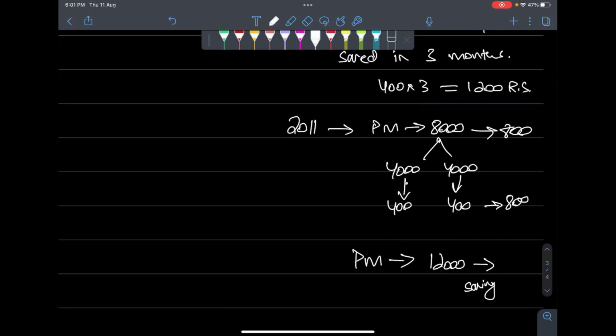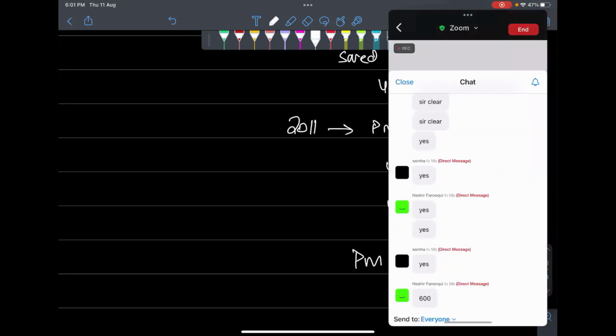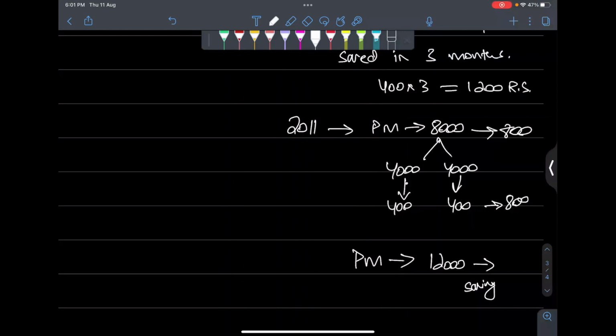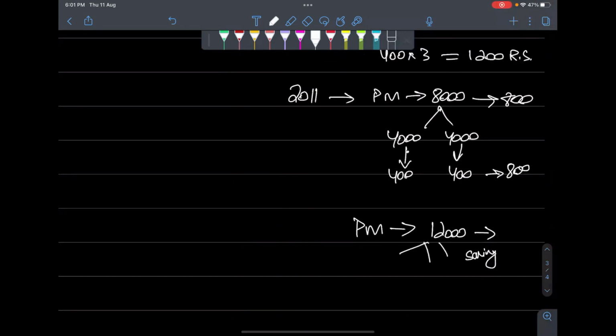What will be your saving, beta? You were saving 400 rupees on 4,000. So if your pocket money became 8,000, your saving will now be 800, because from 4,000 you were getting 400. So 8,000 has two 4,000s. Correct? Now 12,000 has three 4,000s. Each will have 400 saving, so total saving will be 1,200.